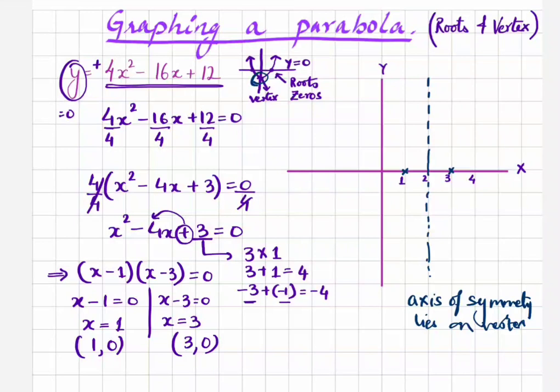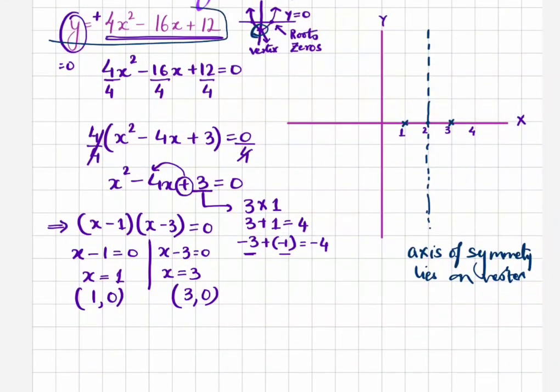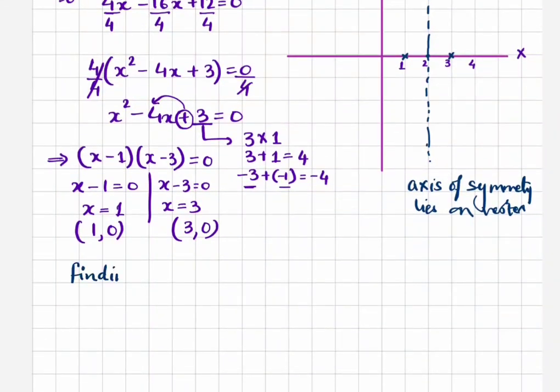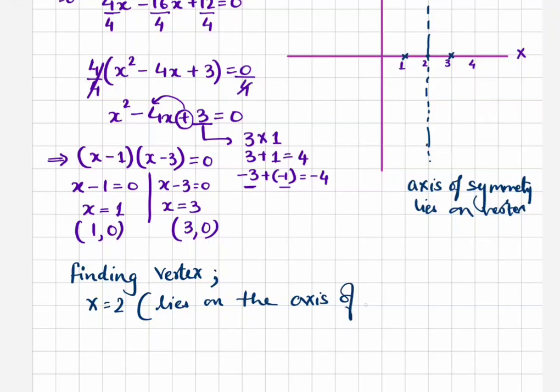We don't know how far it is going down, but we know that it's going to pass through x equals 2, right? So now we know it's going to pass x equals 2. In our main equation, we can put x equals 2 and find the y value. So we are finding the vertex, and we now know that x equals 2, because it lies on the axis of symmetry. In my previous video, I have explained vertices and axes of symmetry in detail.